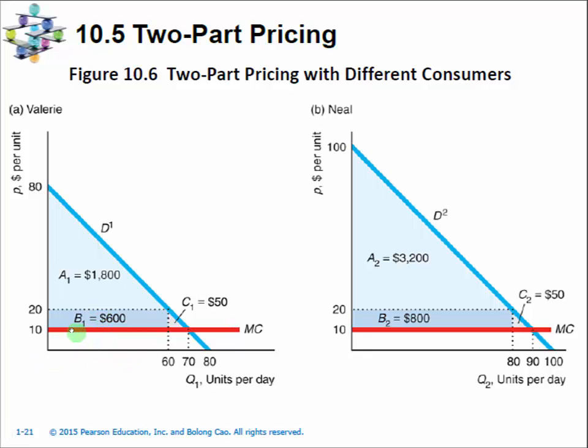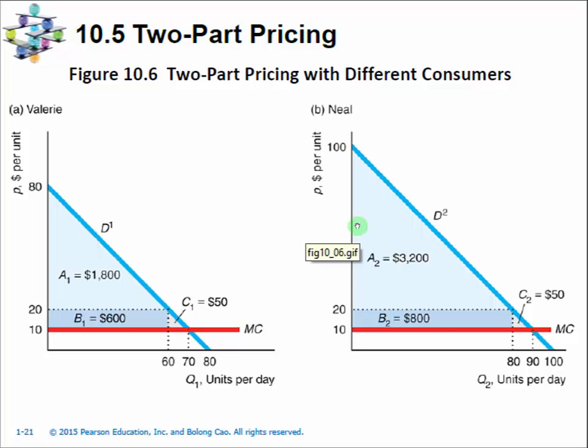Now, one way to change this story is to increase the per unit price. If we set the per unit price above the marginal cost at $20, then we can only charge Valerie an access fee of $1,800, but we also make a profit of $600 from the per unit sales. The deadweight loss for Valerie is $50, and we will have the same set of prices for Neil.